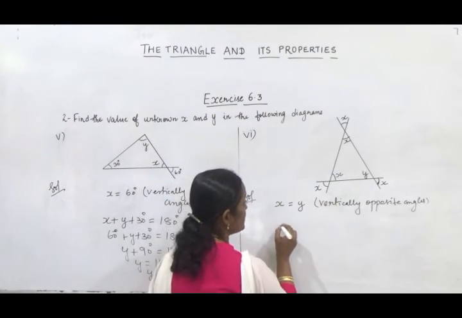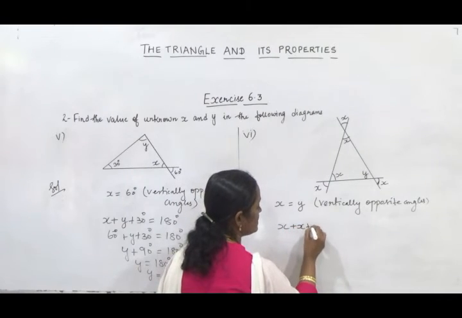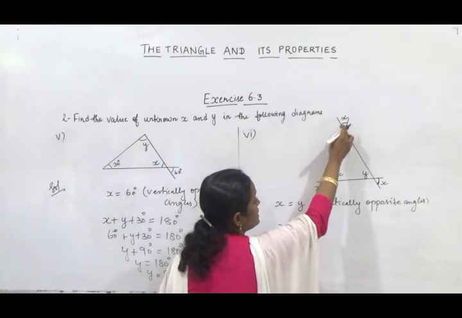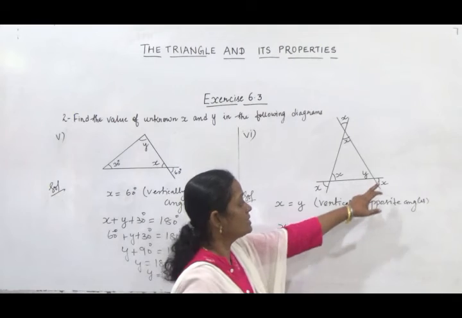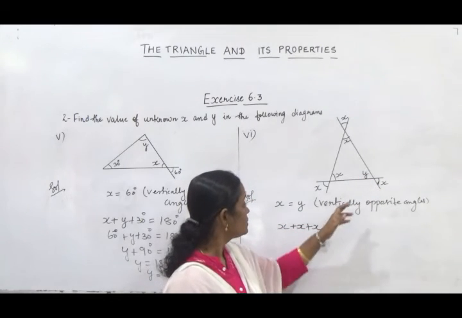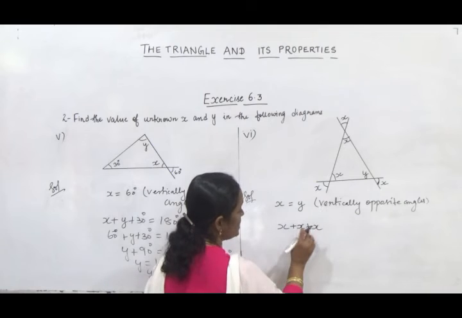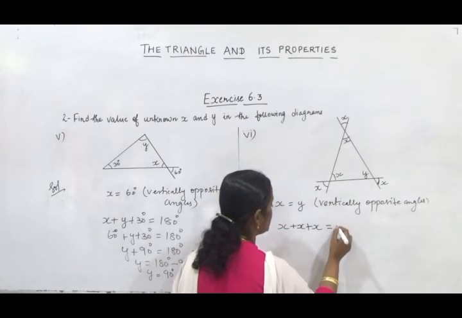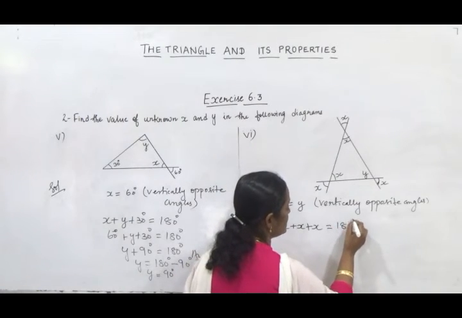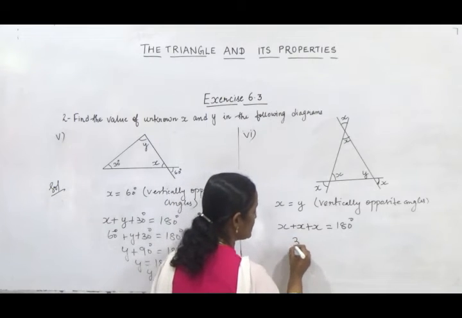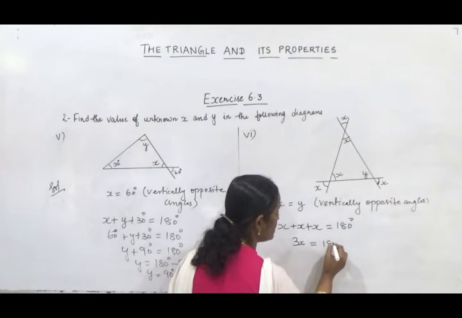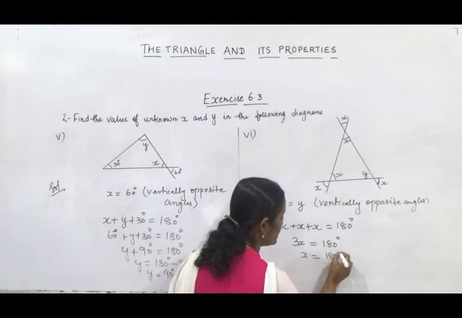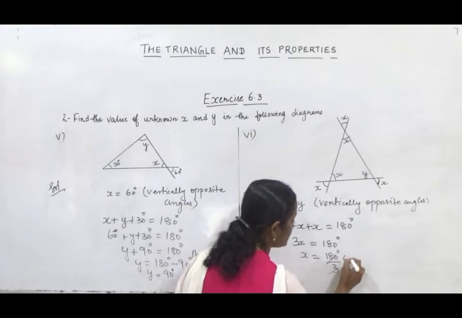So by angle sum property we can write x plus x plus x, because these two angles are x. Why? Because they are vertically opposite angles, and these are also vertically opposite angles, and x and y are also vertically opposite angles. So x will be equal to y. So in the place of y, we can write x. So x plus x plus x is equal to 180 degree. So 3x is equal to 180 degree. Dividing both sides by 3, we get x is equal to 180 by 3, that is 60 degree.